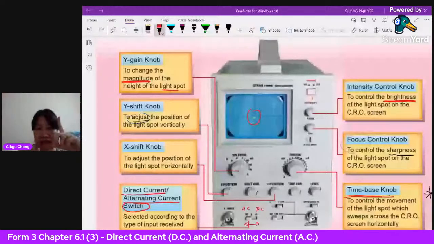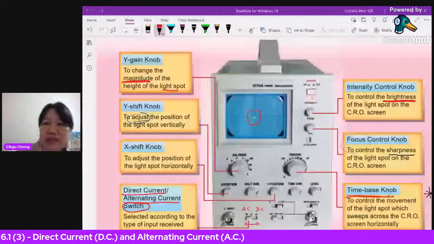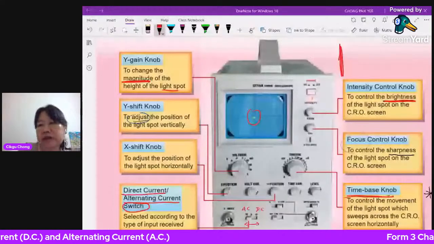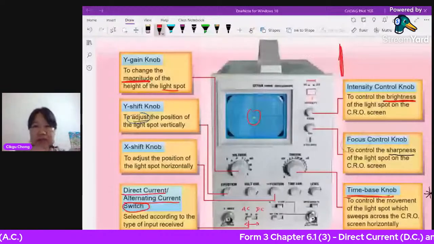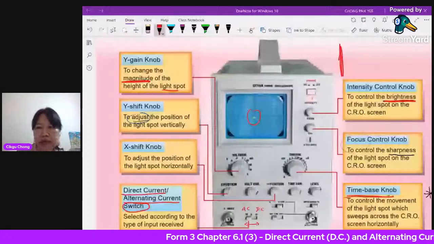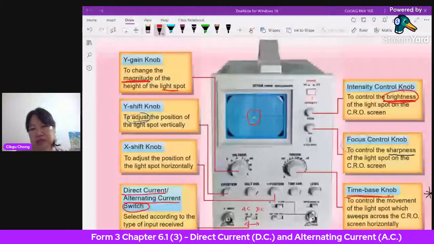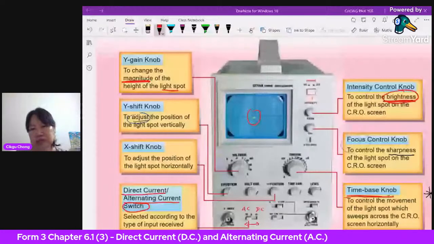All right, next one, intensity control is to control the brightness. That's nothing much. You want to make it bright. When I say it's too dark, you make it brighter, okay? Then this one is to control the sharpness only, to make sure that the dot here is sharp. That's all. Okay, nothing much.